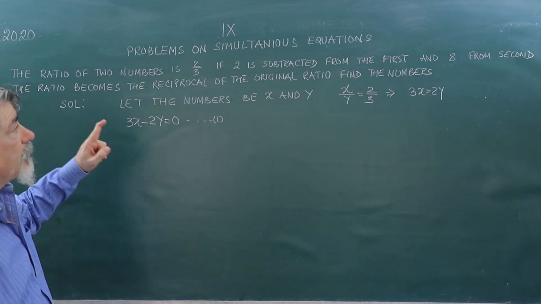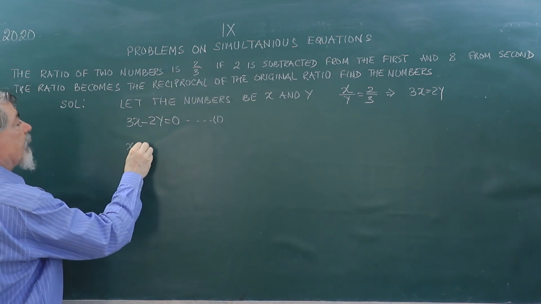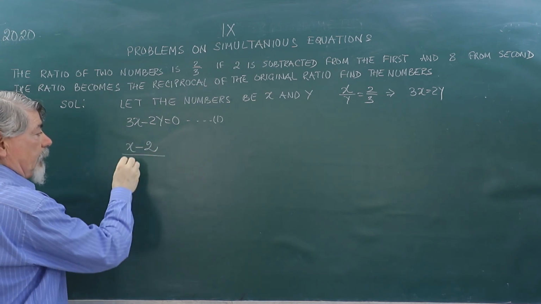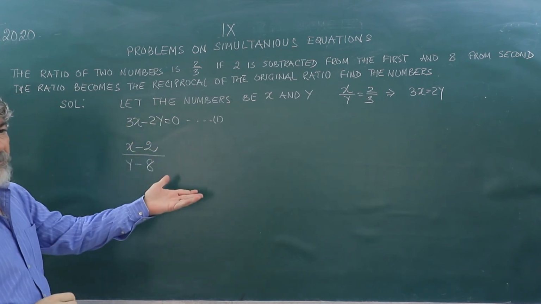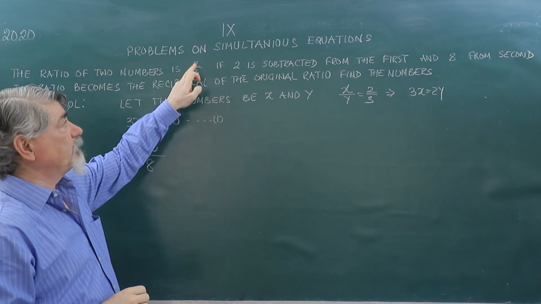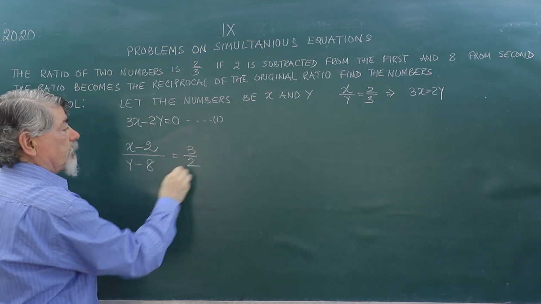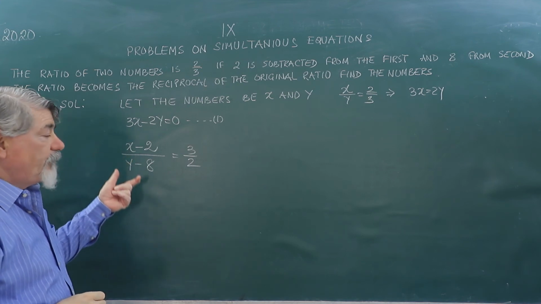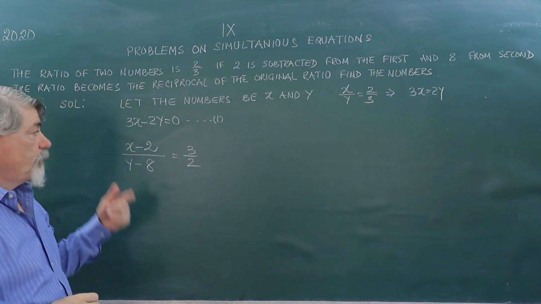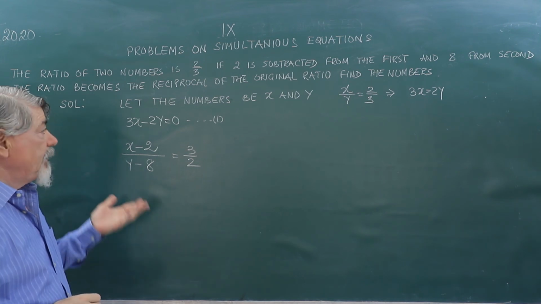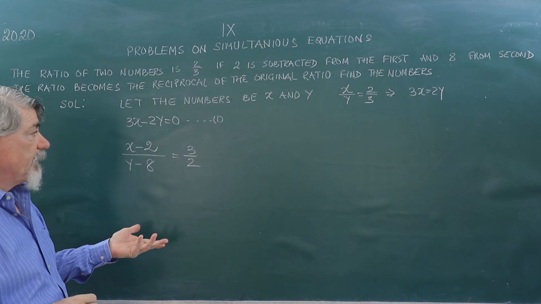He said if 2 is subtracted from the first number, x, and from the second number 8 is subtracted, then the ratio becomes the reciprocal of the original ratio. What was the original ratio? 2/3. By doing this process, it will become 3/2. If 2 is subtracted from the first number and 8 from the second number, the ratio becomes the reciprocal.